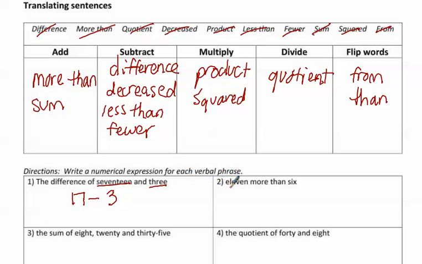However, on problems like number 2, it says 11 more than 6. So instead of writing 11 first, you're going to write 6, because of this word right here, "than." Always work left to right unless you have a flip word.